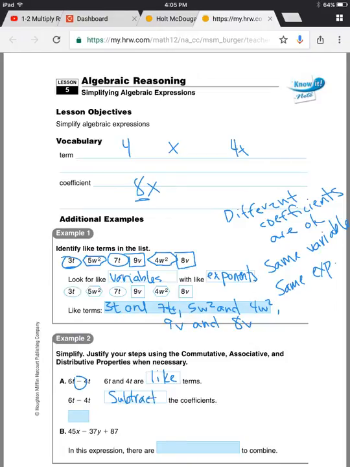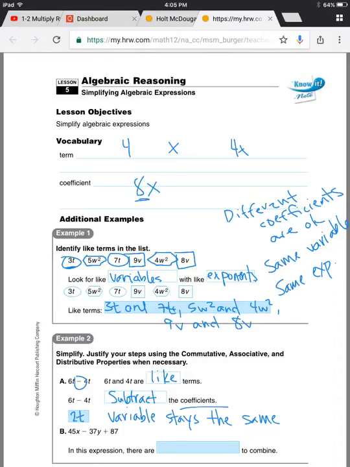So when we subtract, we only subtract the coefficients. So 6 minus 4 is 2. The variable stays the same.